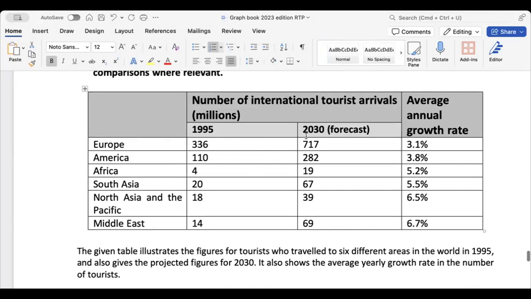So you'll mention it is expected to increase in all the countries, all the regions. And then you can go one by one. For example, you can go 336 to 717, 110 to 282. This you can all combine, and it is expected to reach this much, this much, this much. And finally, Africa, you can cover from 4 to 19. This is done. And then this one you can do top to down, if someone has done it with me. If someone has not done it with me, I'll teach you this later when I do top to down.